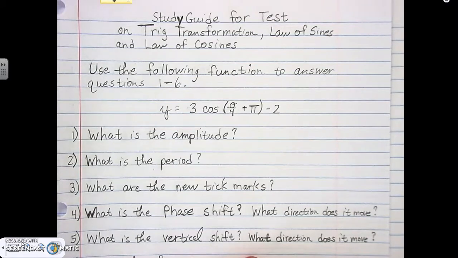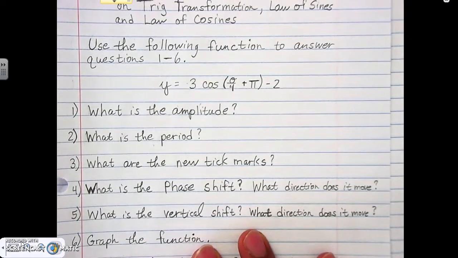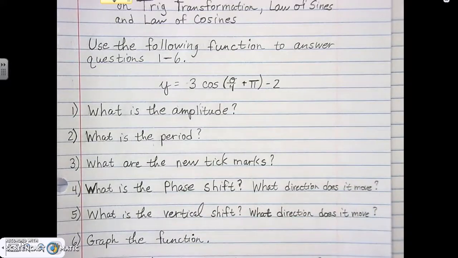You're going to deal with the amplitude, the period, the new tick marks, the phase shift and what direction it moves, the vertical shift and what direction that moves, and then 6 is graphing the function. So we're going to do all of that here because all of it goes together. So let's start off with writing the function down here.